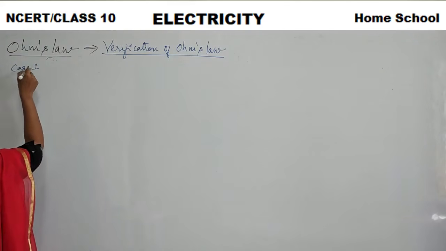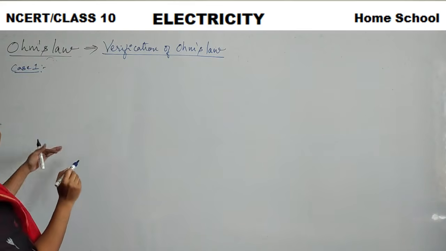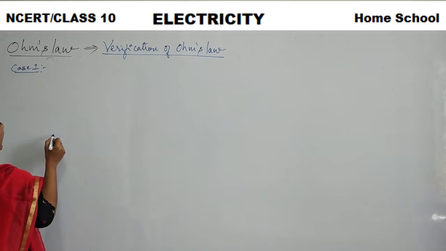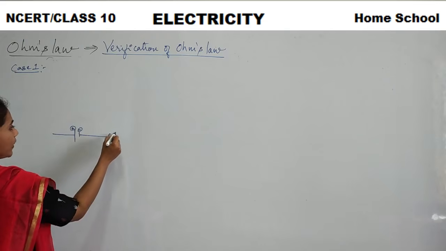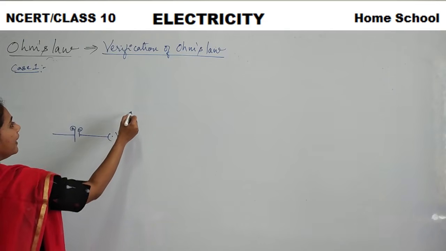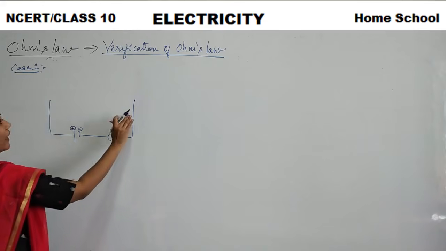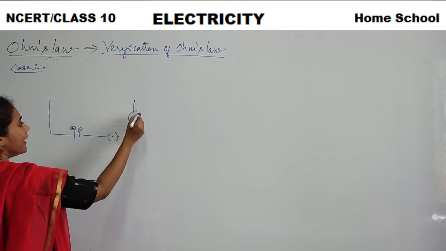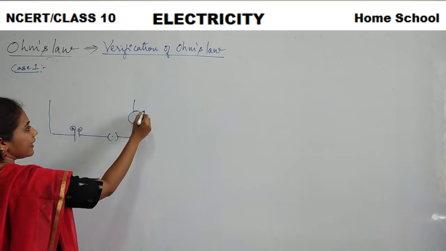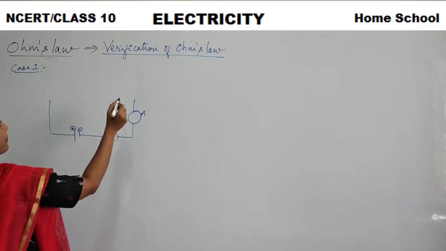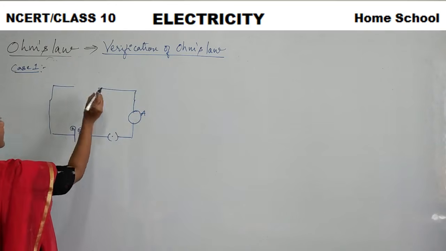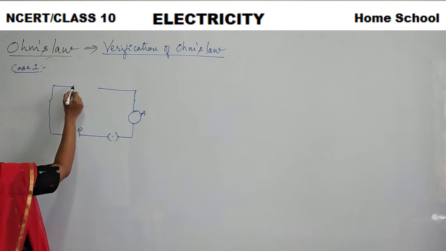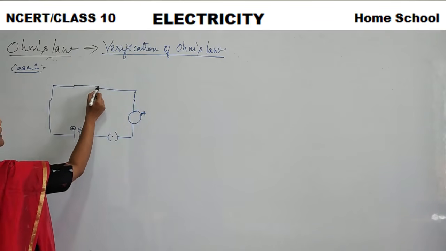In case 1, I will draw one circuit. Just observe the circuit I am drawing here. I am taking just one cell, positive terminal, negative terminal, and a closed switch. Then I will take one ammeter. The ammeter is the one that measures the current, right? And here I will take a nichrome wire, just 0.5 meter of nichrome wire.